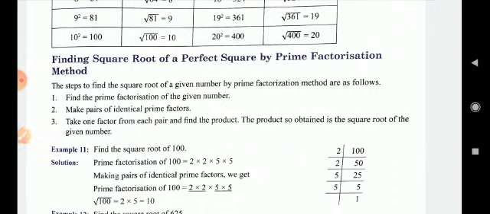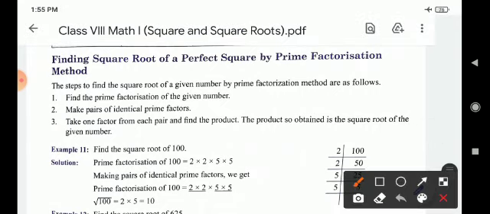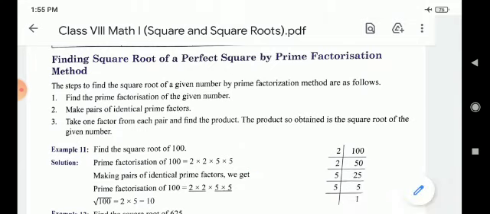We know that finding square root of a perfect square by prime factorization method. The steps to find the square root of a given number by prime factorization method are as follows. Number 1, find the prime factorization of the given number. Second point, make pairs of identical prime factors. Third point, take one factor from each pair and find the product. The product so obtained is the square root of the given number.